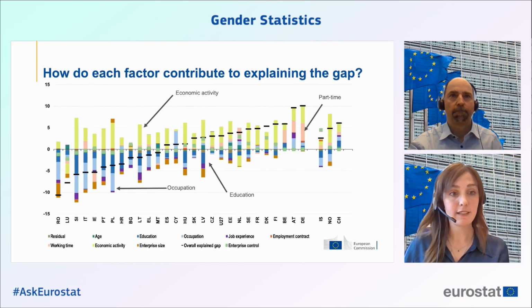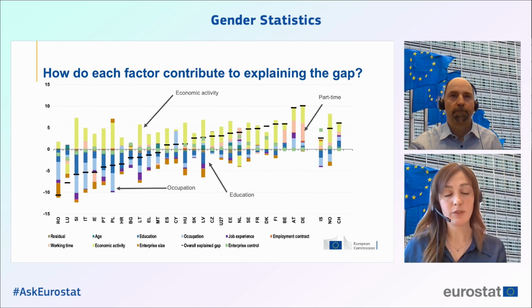Now let's see in the next slide the different factors that are contributing to explaining the gap. So we have corrected with age, job experience, education, occupation, economic activity, working time, enterprise size, and the type of contract. If we look at all the factors, it is clear that economic activity plays an important role in explaining the gap. It is well known that women tend to concentrate on specific activities such as education or health with lower average earnings, while men concentrate in others such as finance or IT, which are more remunerative. Adjusting for this effect corrects the unadjusted gender pay gap downwards.